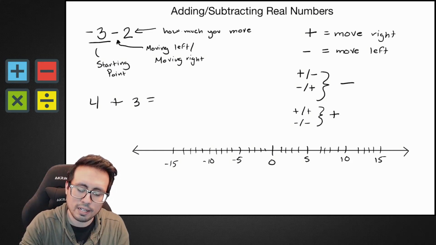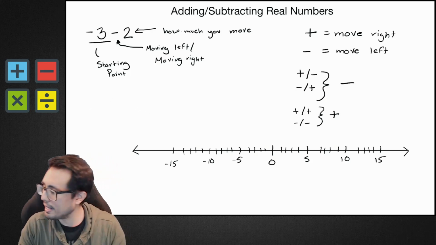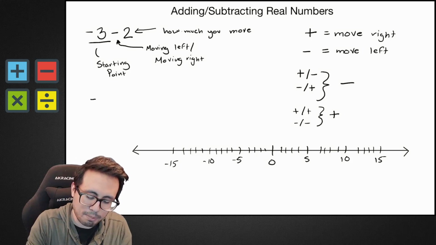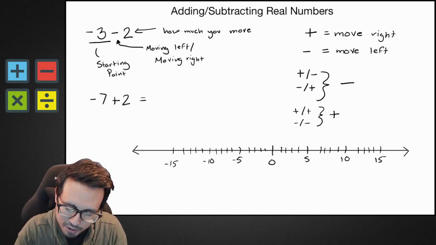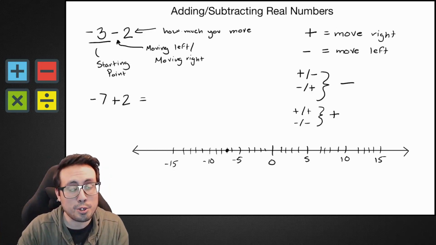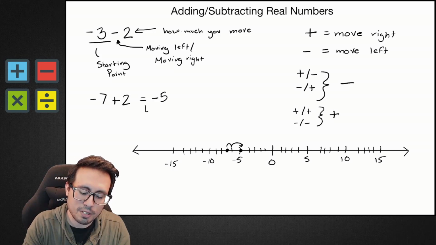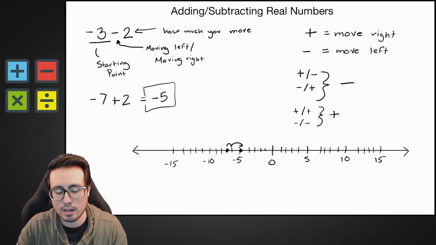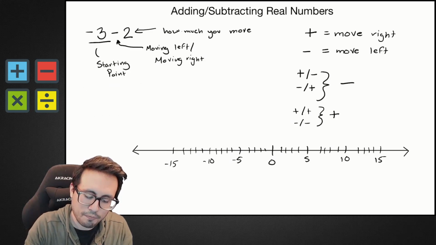Cool. All right, let's do a couple more. Let's say they give us -7 plus 2. Again, you're going to use your number line. The first number is your starting point, so we start at -7, which is right here. Plus means I'm going to the right, and the 2 means I'm moving to the right twice. So 1, 2, we end up at -5, so my answer must be -5. Awesome. That works out.